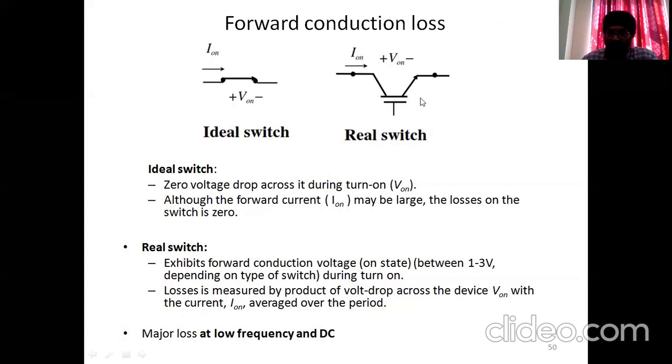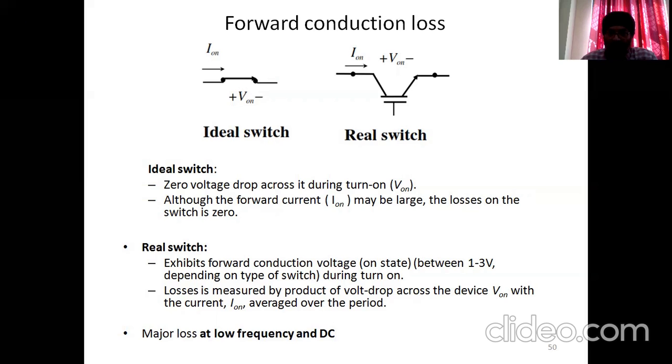But in practice, the real switch exhibits some conduction voltage, the on-state voltage. So when this switch is turned on, we have some voltage drop across the collector and emitter. Between these two terminals, we have a voltage drop. That is the on-state voltage, because the switch is on. So the collector-emitter voltage drop VCE, for power electronic devices, can range from 1 to 3 volts.